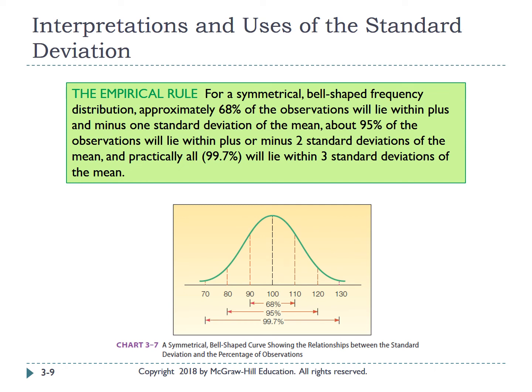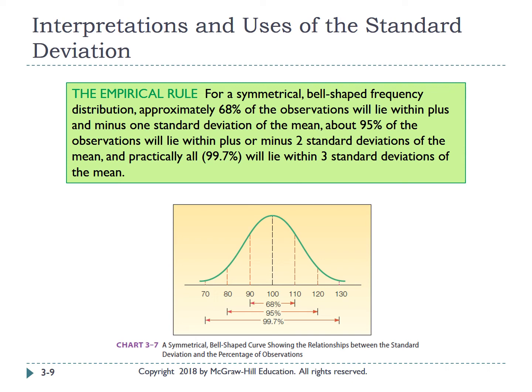Interpretation and uses of the standard deviation. The empirical rule: for a symmetrical bell-shaped frequency distribution, approximately 68% of the observations will lie within plus and minus 1 standard deviation of the mean. This means that about 68% of the observations will lie within mu minus sigma and mu plus sigma. About 95% of the observations will lie within plus or minus 2 standard deviations of the mean.